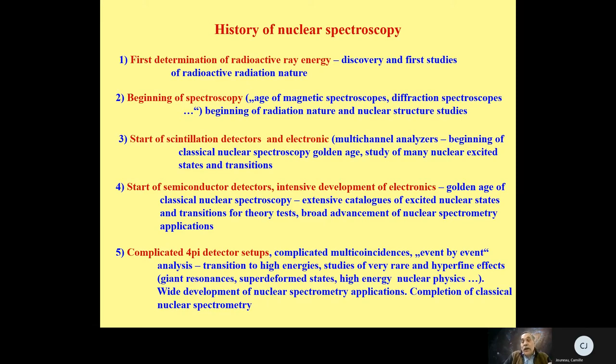And it was also possible to study very rare hyperfine events, and it was possible to make hyperfine spectrometry. It was possible to measure giant resonances, super deformed states, high energy nuclear physics, for example these experiments at CERN, and on the other side, to use these applications of nuclear spectrometry in medicine, for example positron emission tomography. Maybe I will ask just now, do you know what is positron emission tomography?